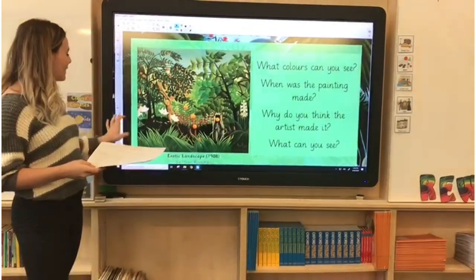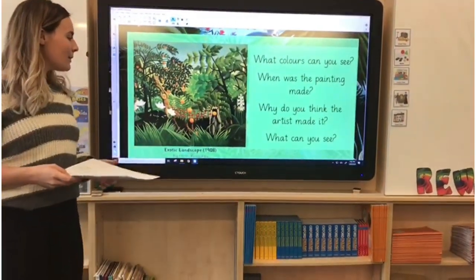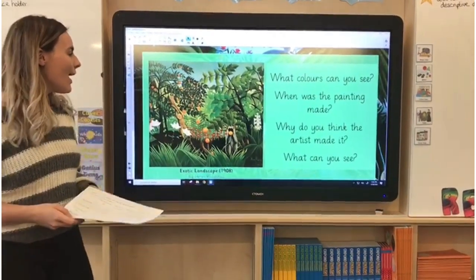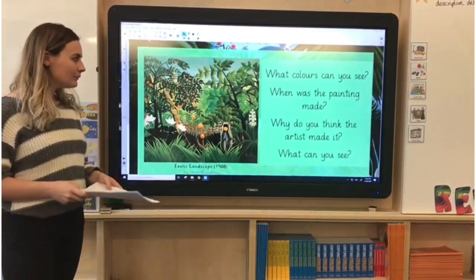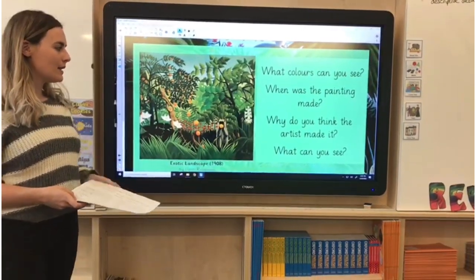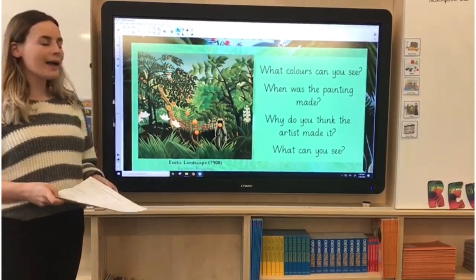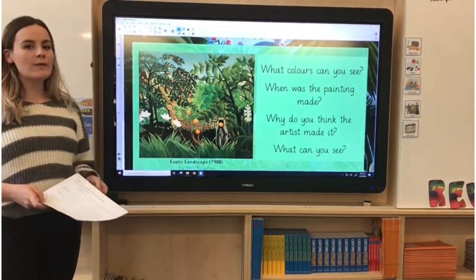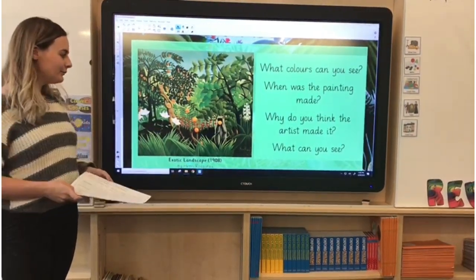So my first painting is called Exotic Landscape, and it was painted in 1908. What colours can you see? When was the painting made? Why do you think the artist made it? And what can you see hidden among the picture? If you need to pause the video and have a closer look, you can.